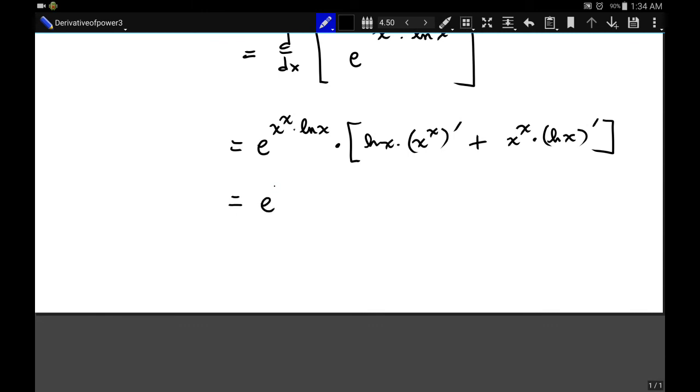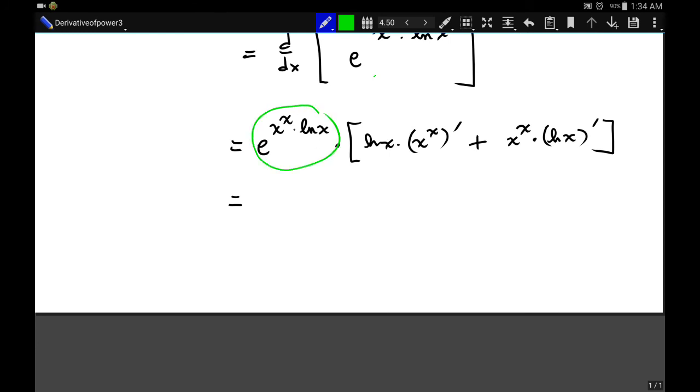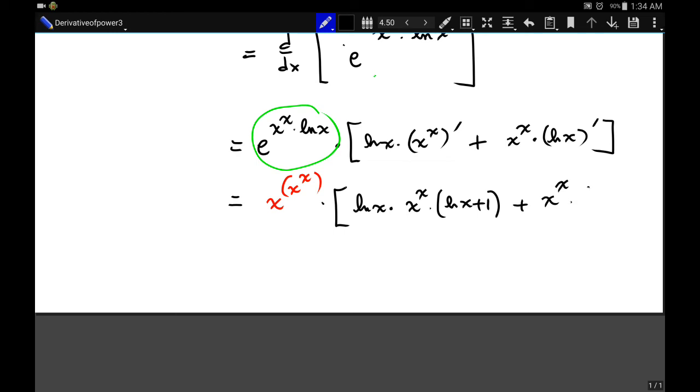Now e to the x to the x times ln x, if we go back to the original function, is x to the x to the x. Times, now the derivative of x to the x is x to the x times ln x plus 1. That's what we showed in the previous example. And now plus x to the x times the derivative of ln x, which is 1 over x.